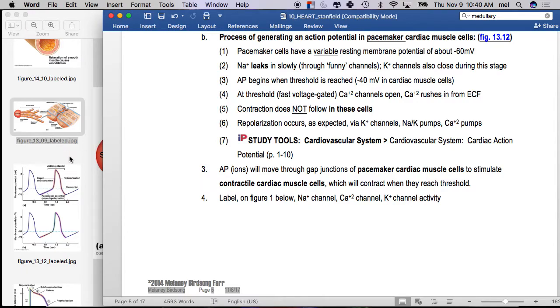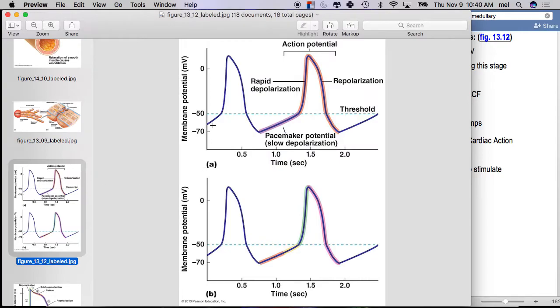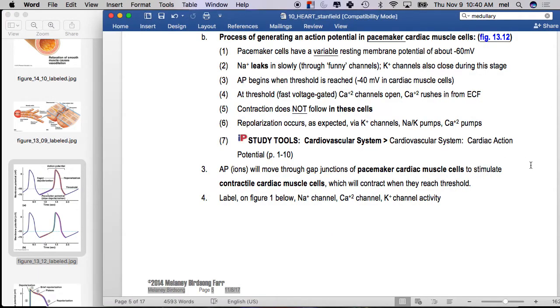And then once you hit threshold, which is right here, it's about minus 40 or 50. It says 50 in your book, but most books say 40. It doesn't really matter. Then once you hit threshold, you're going to open a new kind of channel. And that new kind of channel is called a fast voltage-gated calcium channel. Calcium is positive, so it would still be depolarizing, right? Yeah? Okay. These are fast voltage-gated calcium channels. Why fast? Because we're going to meet slow ones later. Okay, so calcium is going to rush in from the extracellular fluid.